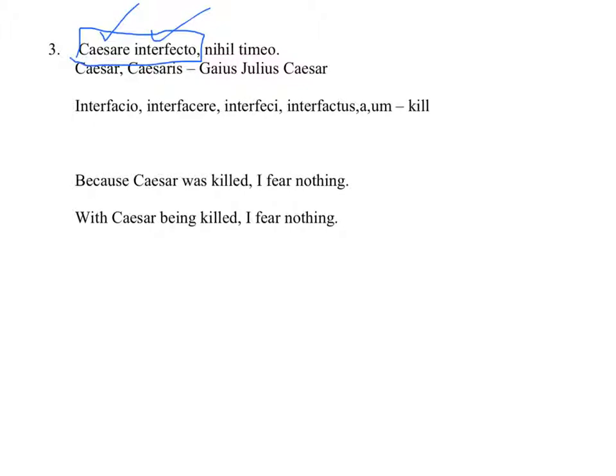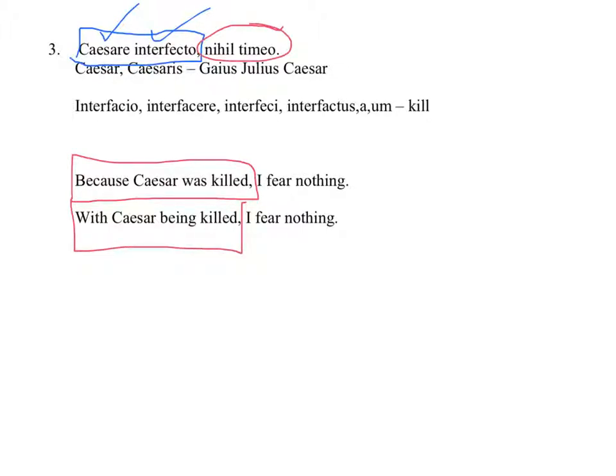And it says, because Caesar was killed, or with Caesar being killed. Then the rest of the sentence says, nihil timeo, I fear nothing. With Caesar being killed, I fear nothing. Since Caesar was killed, I fear nothing. Although Caesar was killed, I fear nothing. Whichever one makes more sense. Although obviously adds a different kind of context than because. But either one could be right.